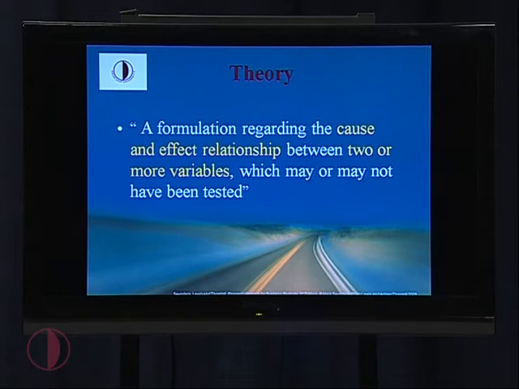So you need to have a theory in your research. The theory is a formulation regarding the cause and effect relationship. So we need to know to what extent using electronic customer relationship management will affect the organization's performance or, for example, the customer satisfaction. So a formulation regarding the cause and effect relationship between two or more variables which may or may not have been tested.